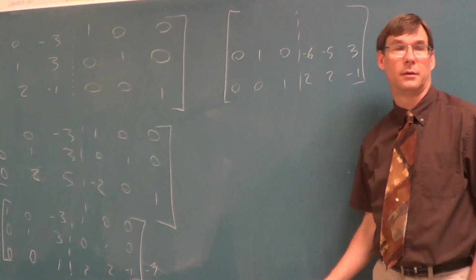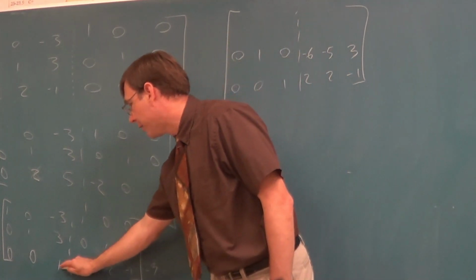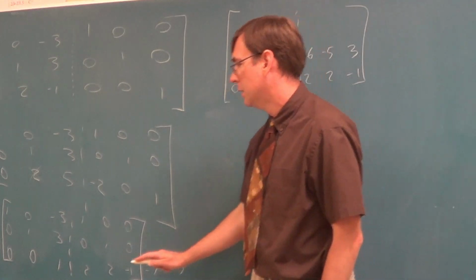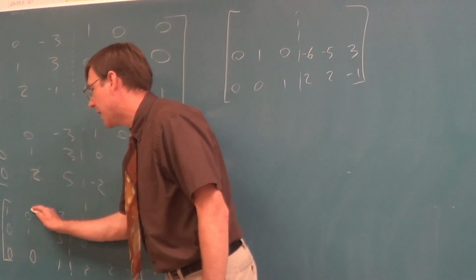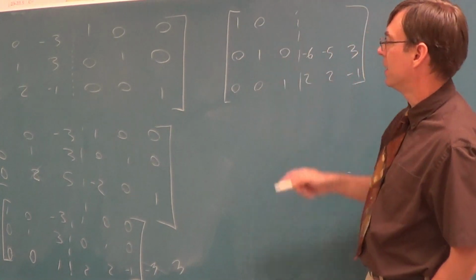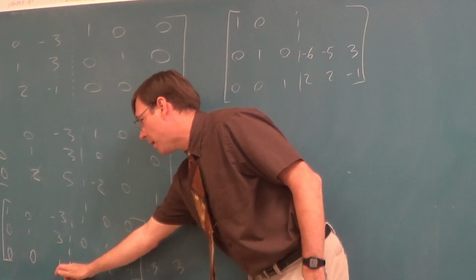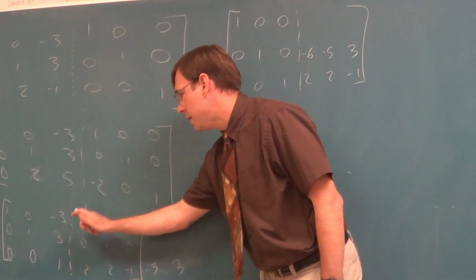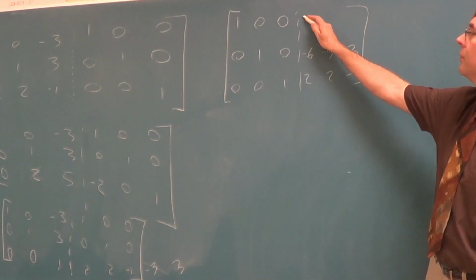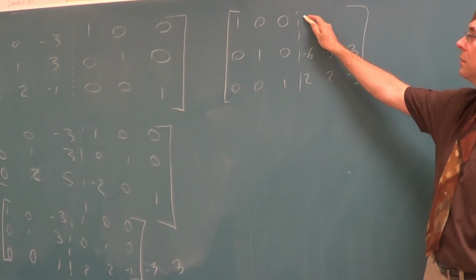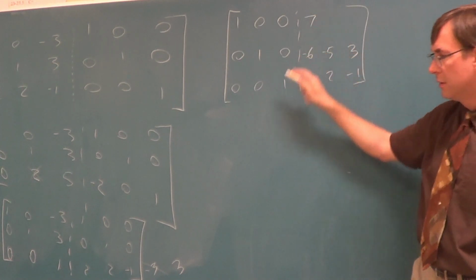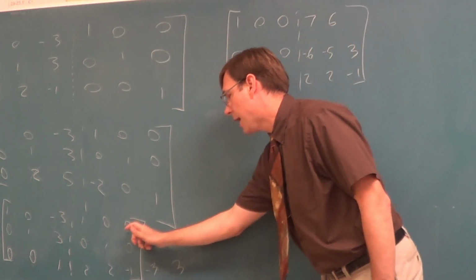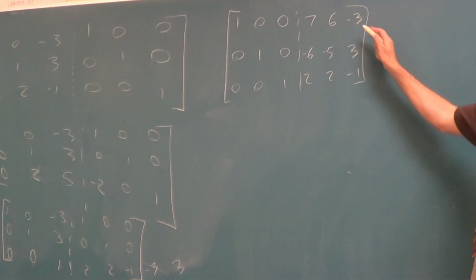Question about that. How could the 1 bounce the -3? Multiply by +3. So these zeros can't change anything in the positions up above them, so 1 and 0 are set. Multiply by 3, add up, we get the 0 we wanted. Multiply by 3, add all the way up. 7. Multiply by 3, add all the way up. 6. Multiply by 3, add all the way up. -3.